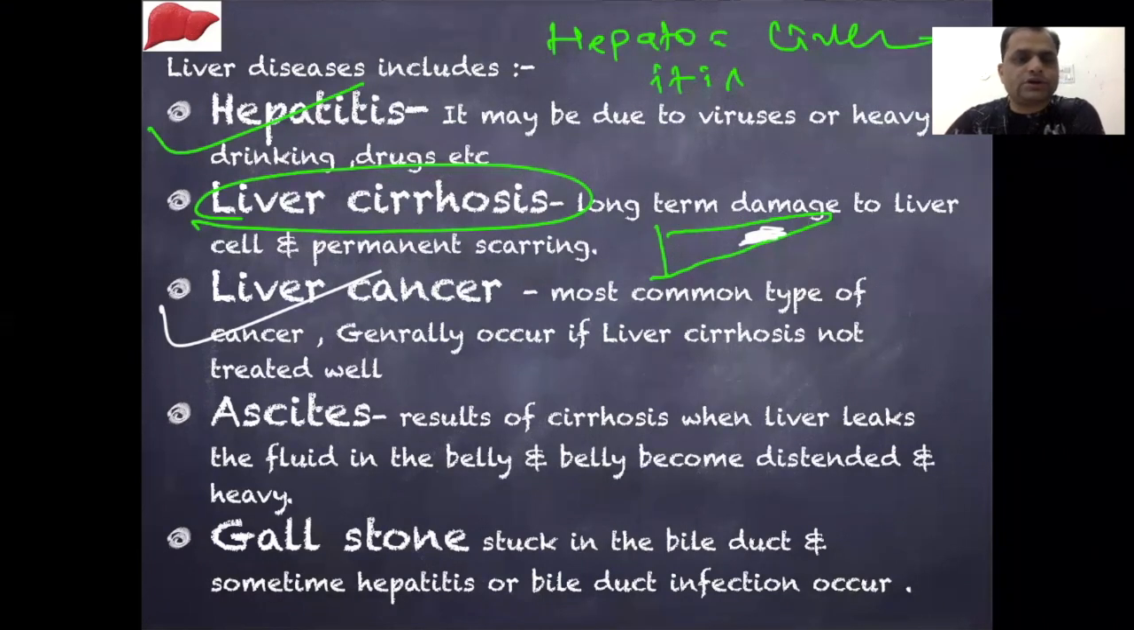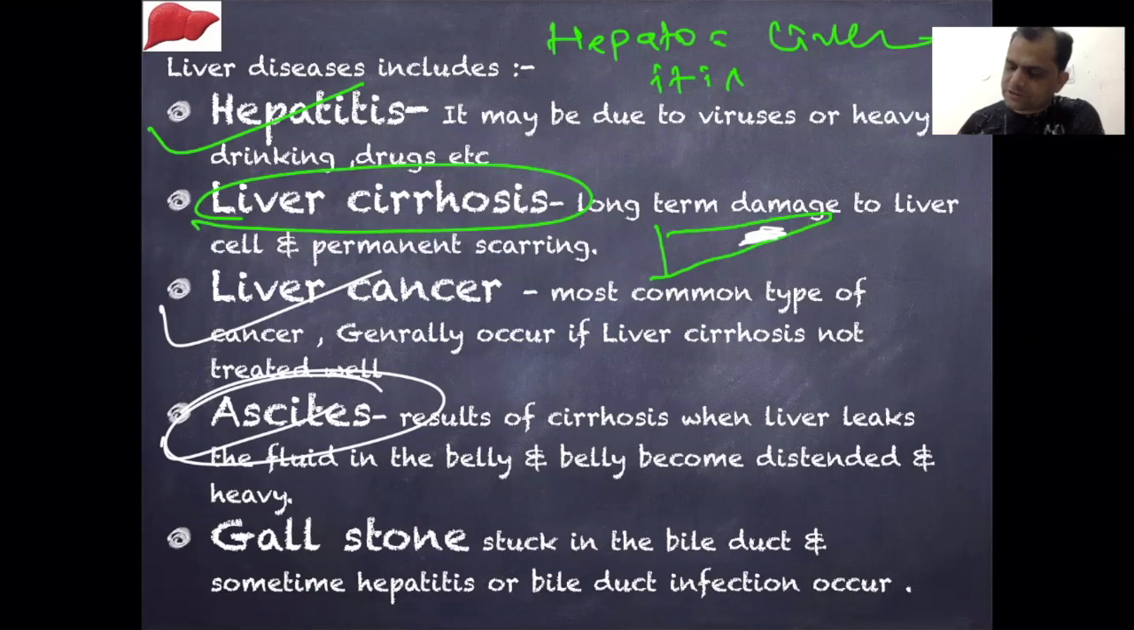If someone is suffering from liver cirrhosis or liver cancer, sometimes what happens? Liver cells leak out and the liquid accumulates in the belly. This is called accumulation of liquid, ascites. Ascites is also a very common problem. I have treated patients who were suffering from liver cirrhosis and ascites, because the liver cells get perforated and leak out. So the liquid comes out and collects in the belly, and the belly becomes distended.